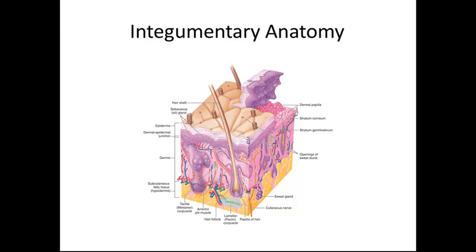Here's a picture of the integumentary anatomy. It is important to note the epidermis, which is the closest to the skin surface. Just below we have the dermis, and then we have the subcutaneous layers. As you can see, the hair shaft is in both the epidermis and the dermis, and then the hair follicle or root is in the sebaceous and dermal layers.